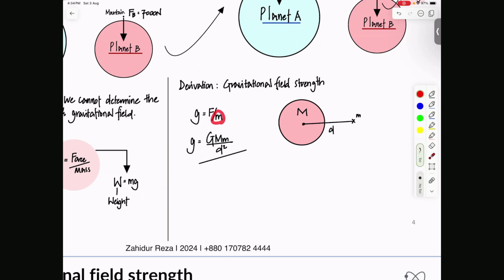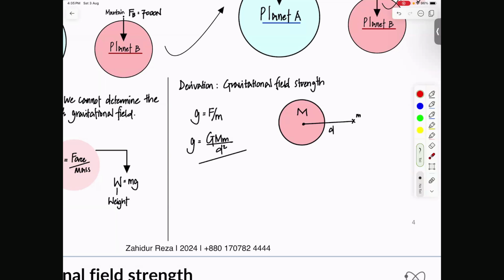This m, is this the m that applies the force, or is it the m on which force is exerted? That's the confusion. Okay, let me say it again: is this mass in this equation the mass that exerts the force, or is it the mass that experiences the force? So I'll help you out here with this equation. Is it the mass of the object exerting gravity, or is it the mass that experiences the force of gravity? So which one is it? Is it exerted or is it experiencing?